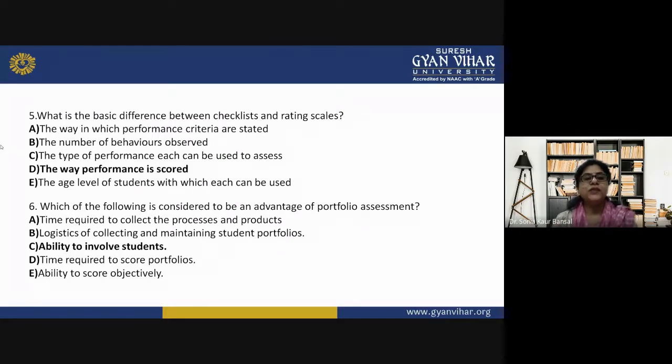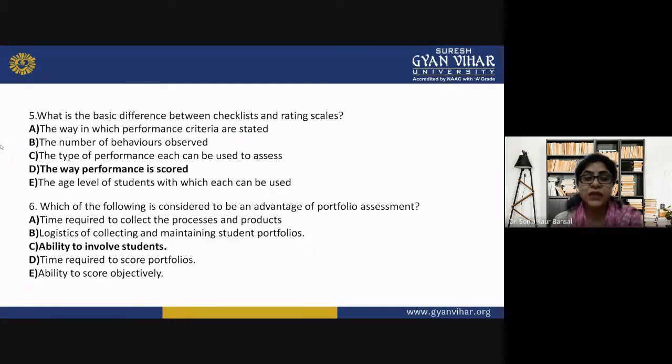Question 5th, what is the basic difference between checklist and rating scale? So, option A, the way in which performance criteria are stated. The number of behaviors observed, the type of performance each can be used to assess, or the way performance is scored, the age level of students with which each can be used. So the basic difference between checklist and rating scale is, students, the way performance is scored.